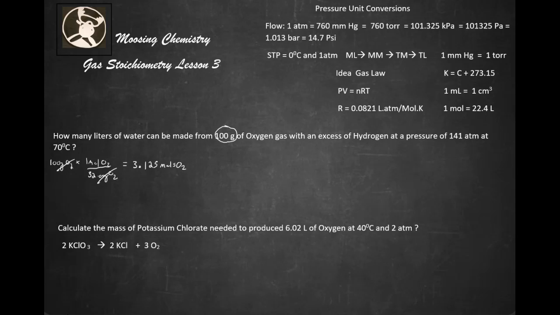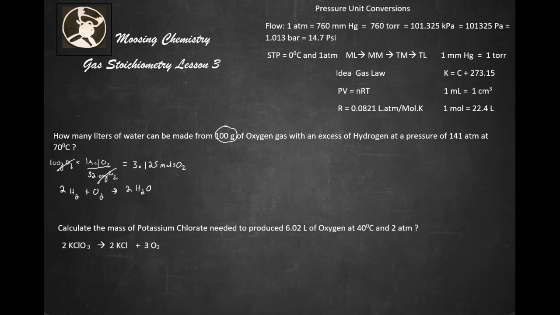All right, now we have to do an equation to figure out how many moles of water 3.125 moles of O2 make. So we need to know the equation. The equation for it would be 2H2 plus O2 yields 2H2O. How did I know that? Well, because I've done these problems before, and you guys should know how to make water from hydrogen and oxygen.